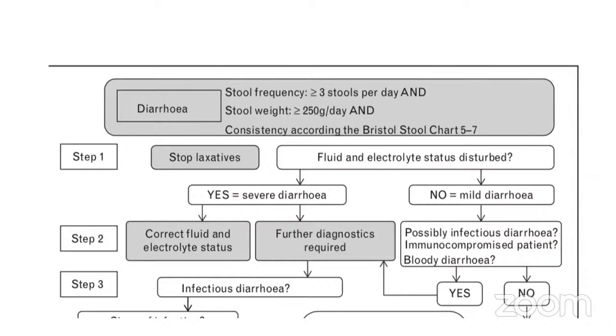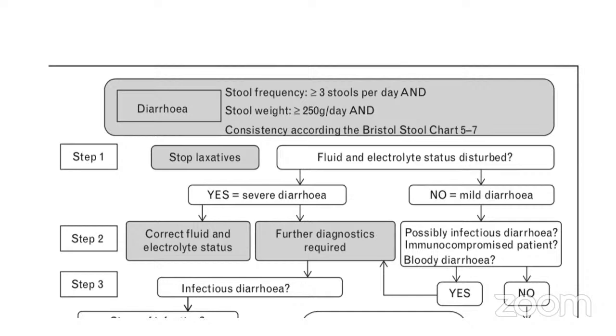So what should we do? This is a summary of today's class. Diarrhea: stool frequency of 3 or more stools per day, stool weight more than 250 grams per day, and consistency of 5 to 7 on the Bristol score chart, as we discussed. With these criteria it is considered diarrhea, and then step 1: stop laxatives if present, and check whether fluid and electrolyte status is disturbed.